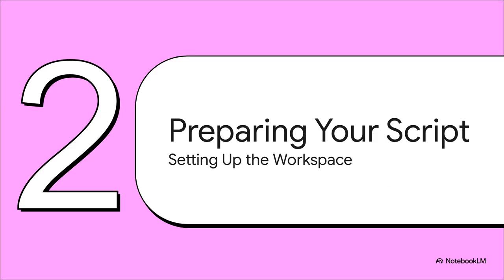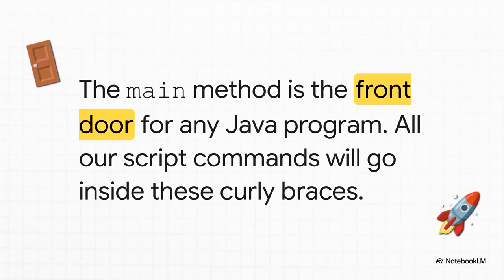Okay, so before we can write the recipe, we need a kitchen, right? Every great script needs a home. So our very first practical step is to set up our workspace. For us, that means creating a new Java class inside our project where all our automation logic is going to live. Now, in the Java world, everything kicks off with this thing called the main method. The easiest way to think of it is like the front door to our program. When we run our script, this is the very first place it looks for instructions. All of our automation commands are going to live right inside those two curly braces.